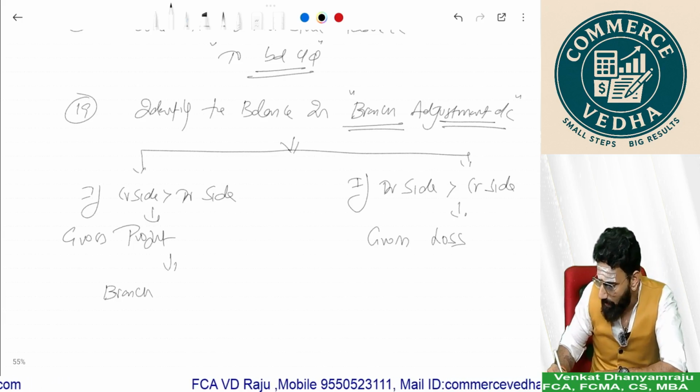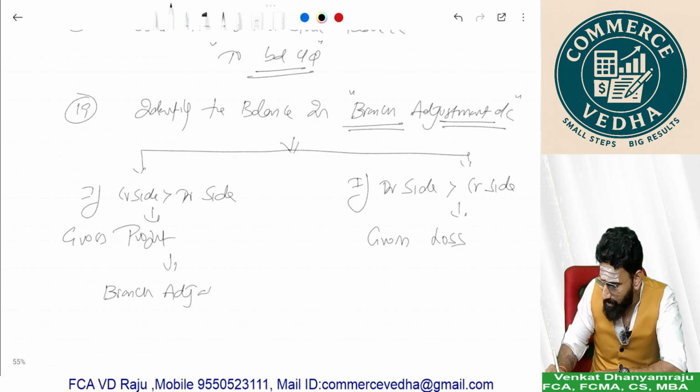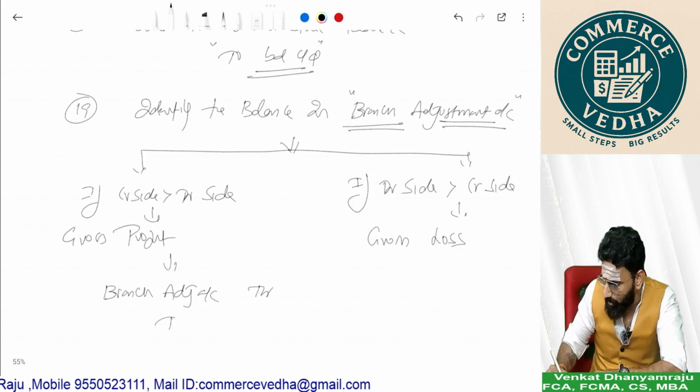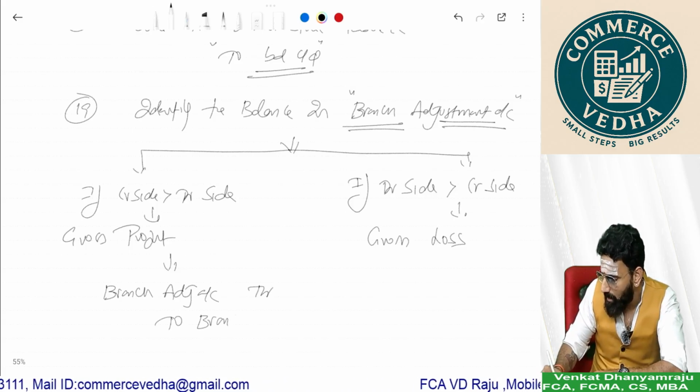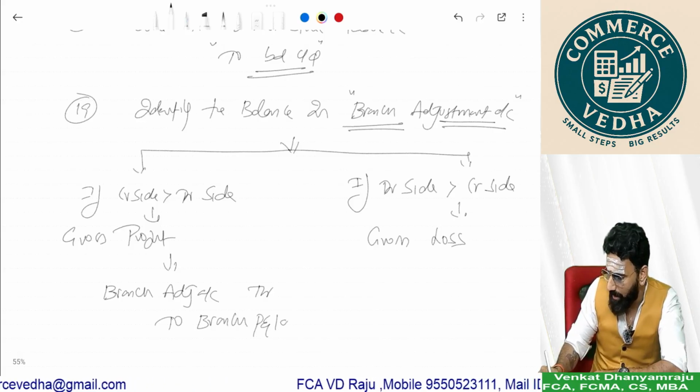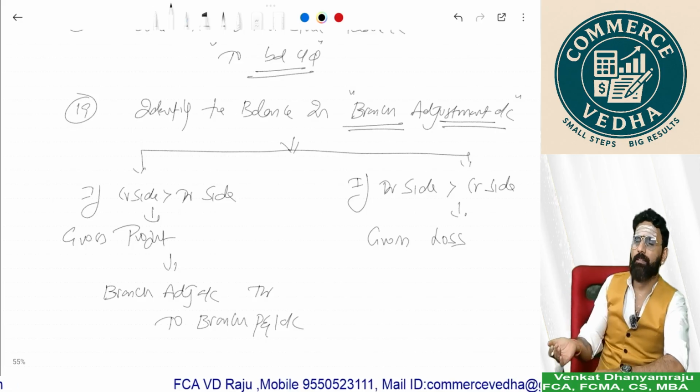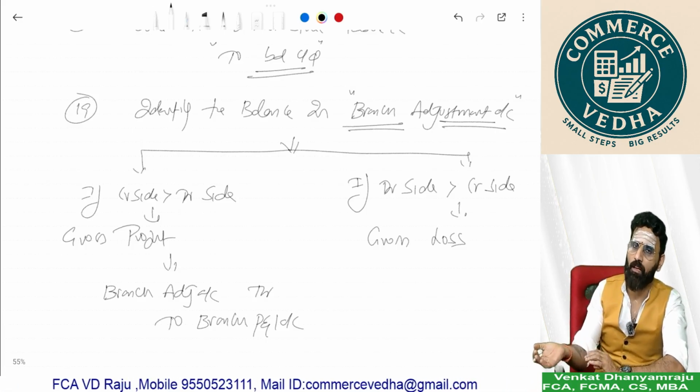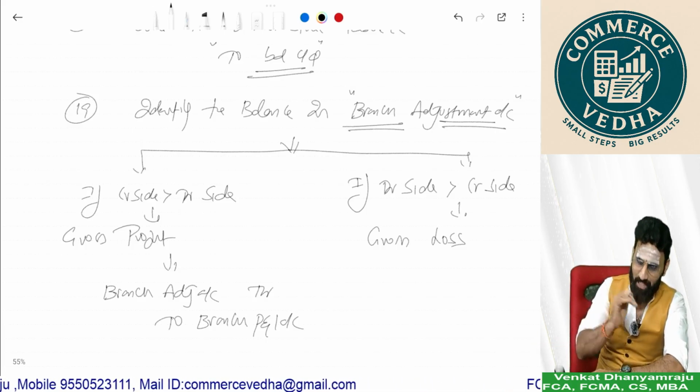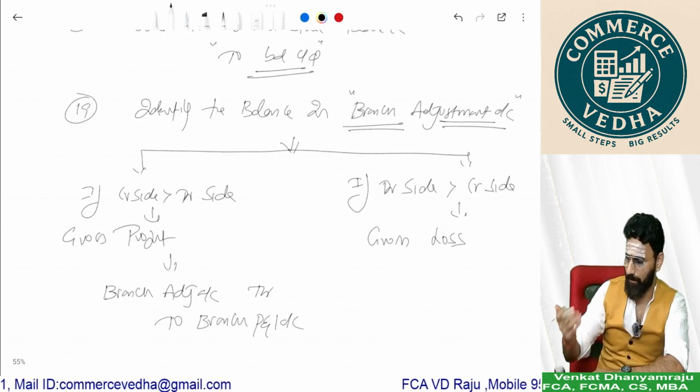Branch adjustment account debit to branch P&L account. So the credit side has more credit balance, now debited. So adjustment account debit to P&L.